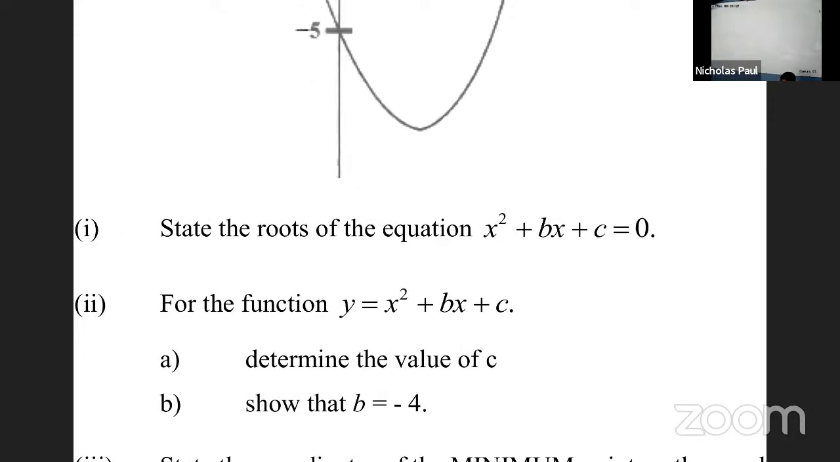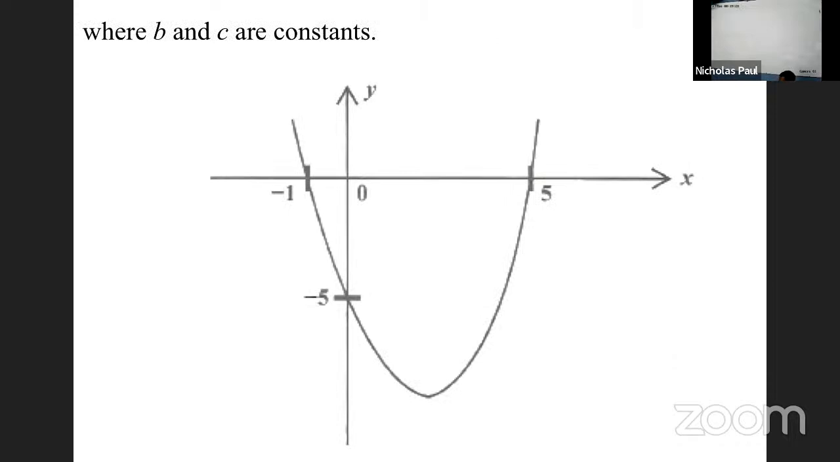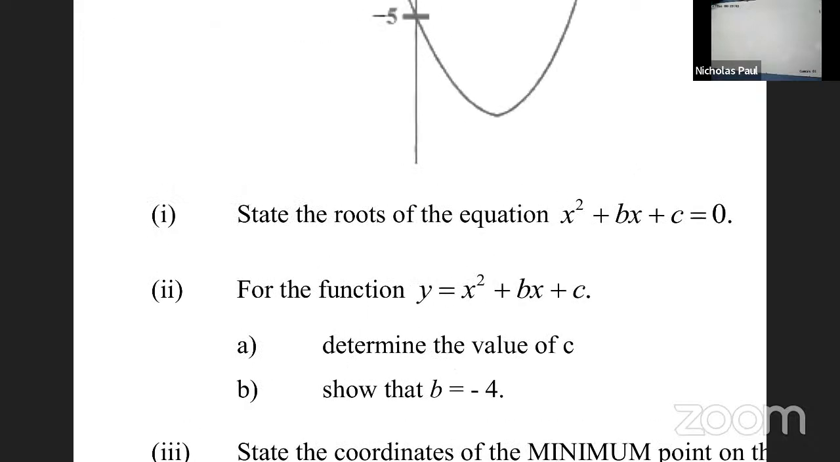For the function, they want to determine the value of c. Can anybody look at the graph and tell me what is c? Jaden, look at the graph and tell me what is c. -5. Very good, Jaden. C is -5. That's where it cuts the y-axis. C is -5.